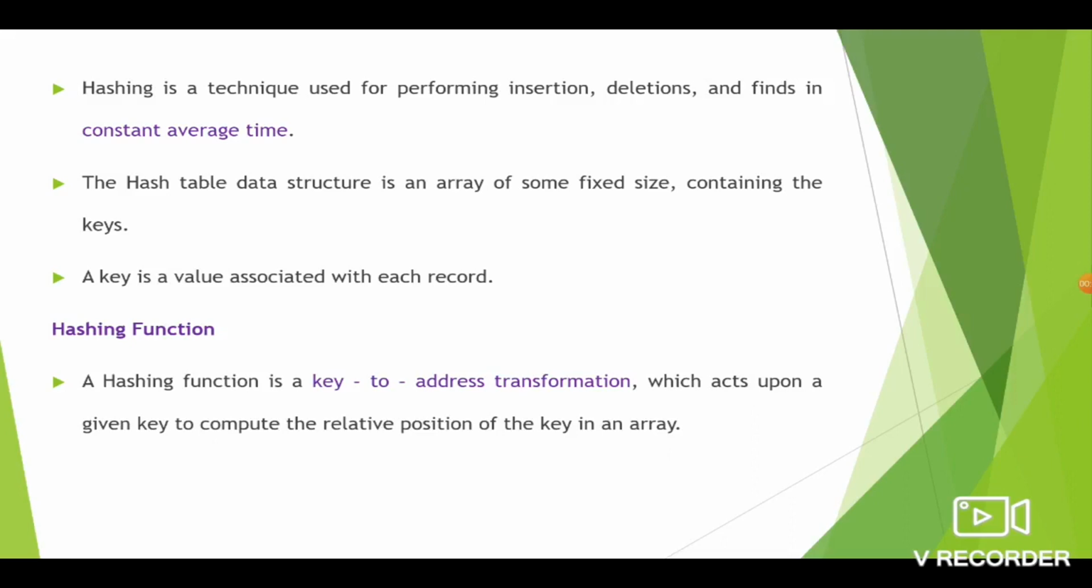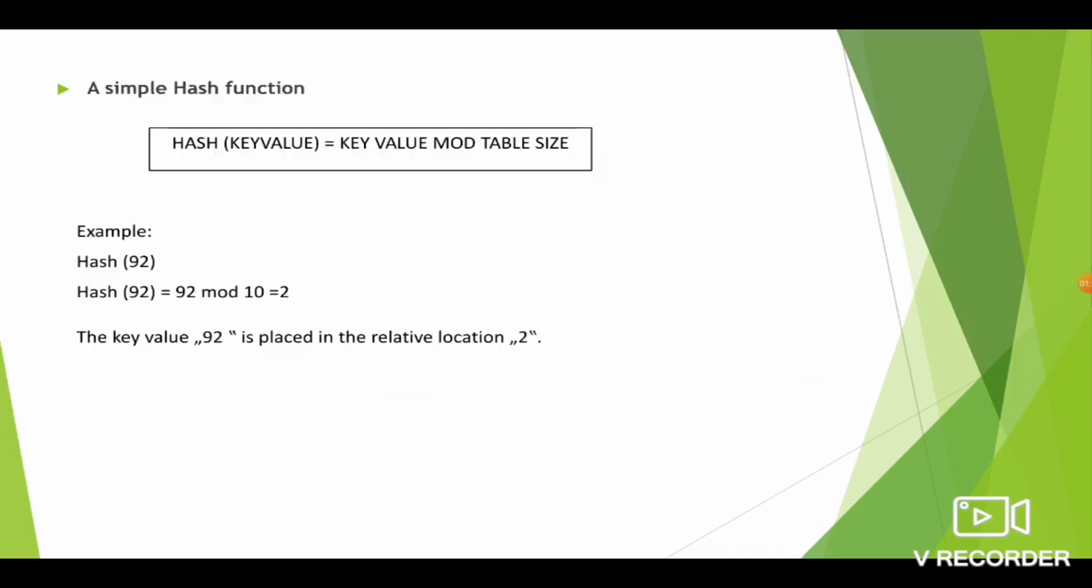To perform the hashing, we need a hash function, that is to fill the elements in the hash table data structure. We need a hashing function. It is a key to address transformation which acts upon a given key. Using the key, we are computing the relative position of the key in an array. So that is the use of the hashing function.